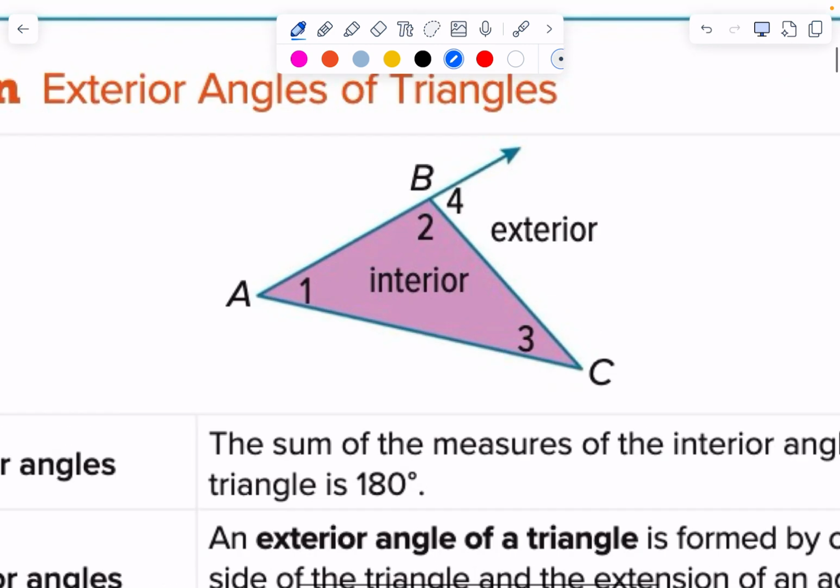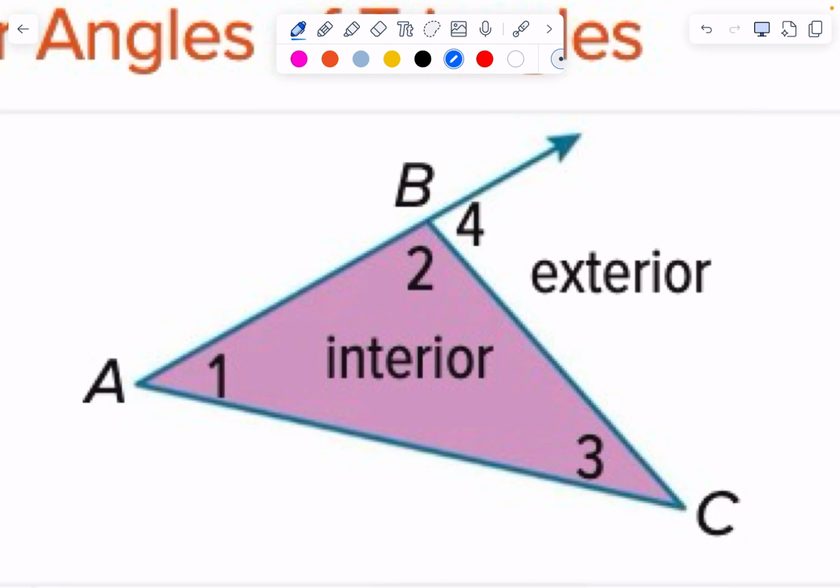All right, next thing. This is another important thing that you don't already know, so here you go. Listen to this, okay? We have a triangle, and then they have this line that's like jetting off from the triangle, right?